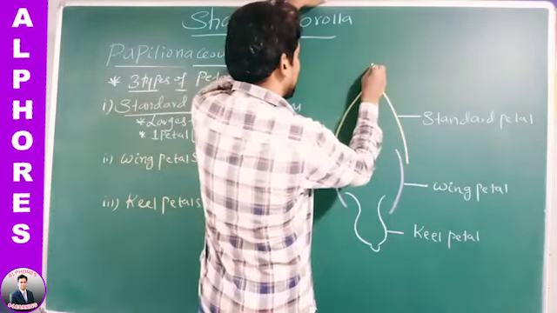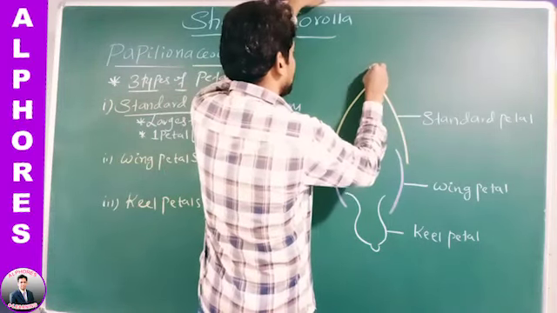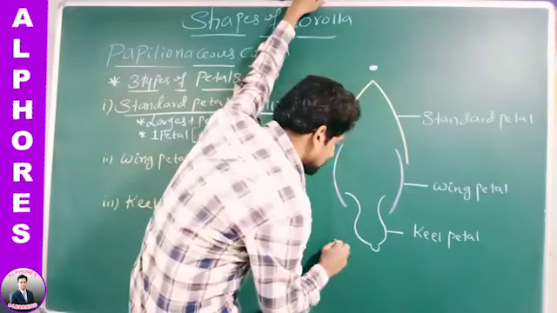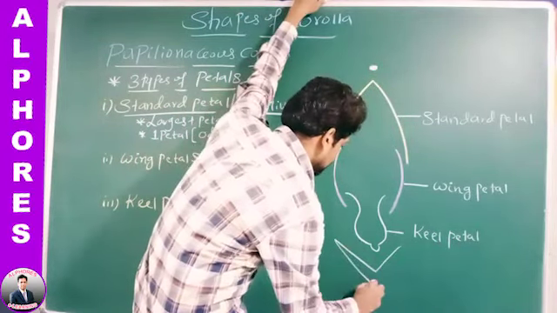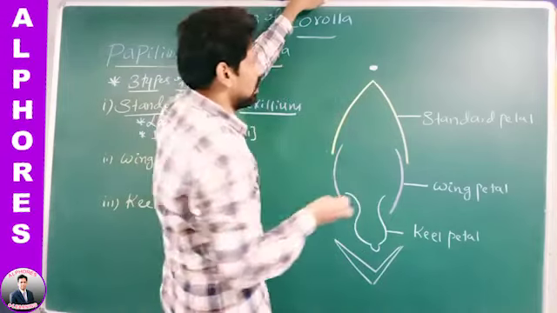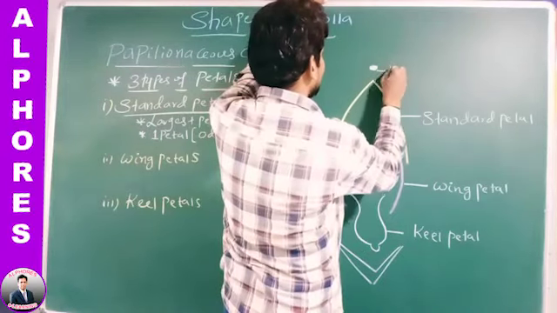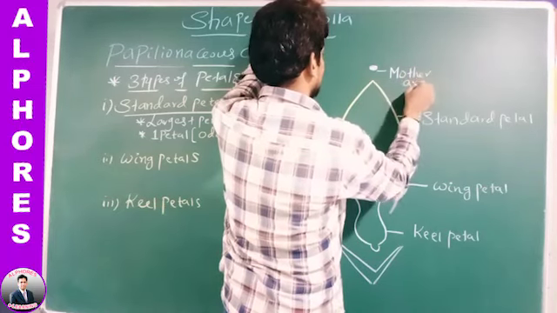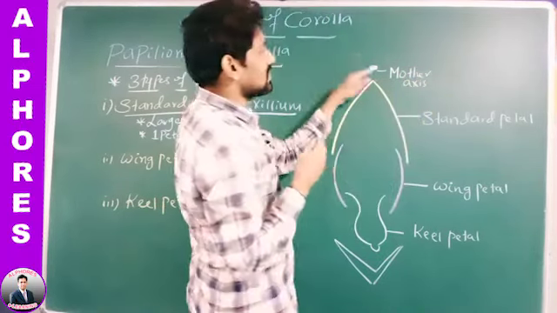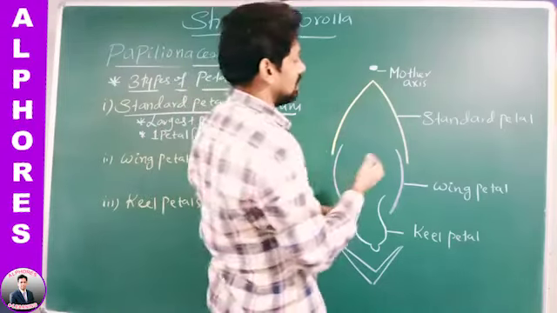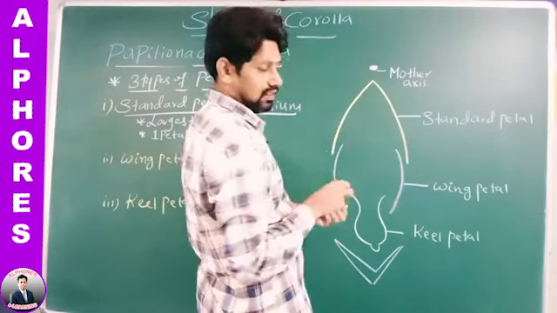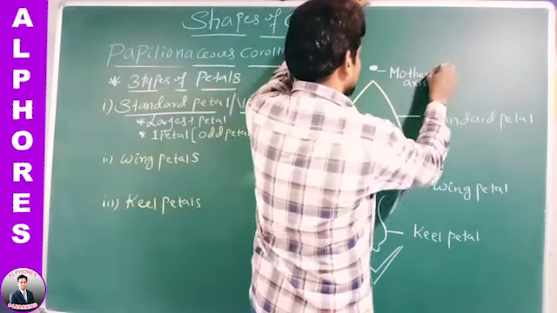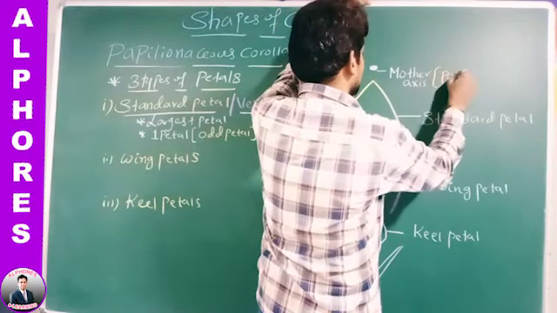Now, see here. Sir, this is the mother axis. Whereas this is a bract. The side towards the mother axis, I already told in the introduction of flower. Towards the mother axis, which side, sir? Posterior side.